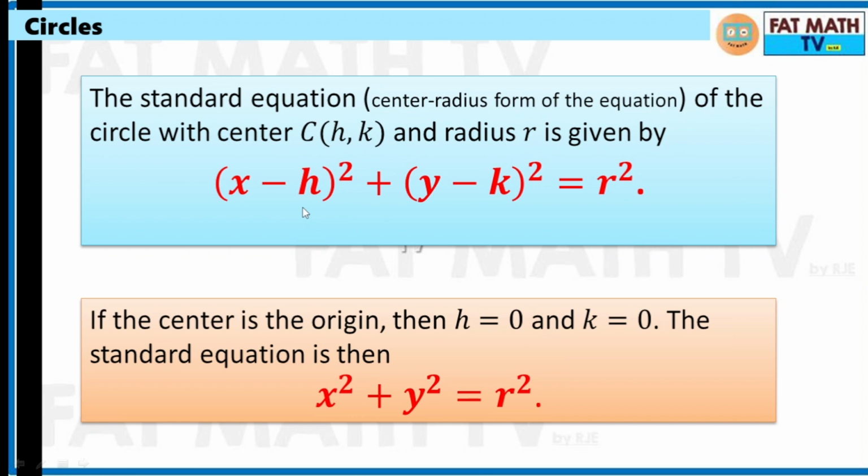If our center is at the origin, or at (0, 0), that is h equals 0 and k equals 0, the equation simply becomes x squared plus y squared equals r squared. Because you will have (x - 0) squared plus (y - 0) squared, that will be x squared plus y squared.